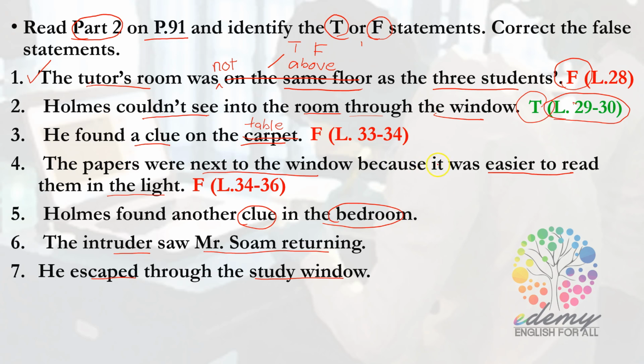So what you should correct is that it's not this one. You have to cross it out, like you correct this way. The paper was next to the window because, you can say, the intruder, someone who stole the paper or someone who wanted to steal the paper. You say because the intruder wanted to see when Mr. Soam was returning, or when Mr. Soam returned.